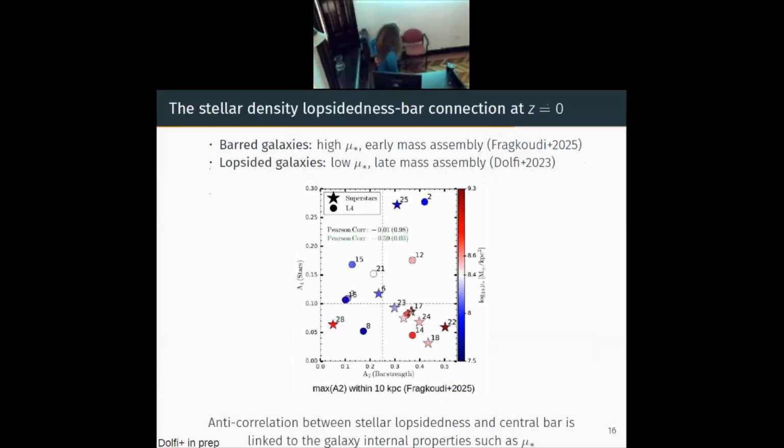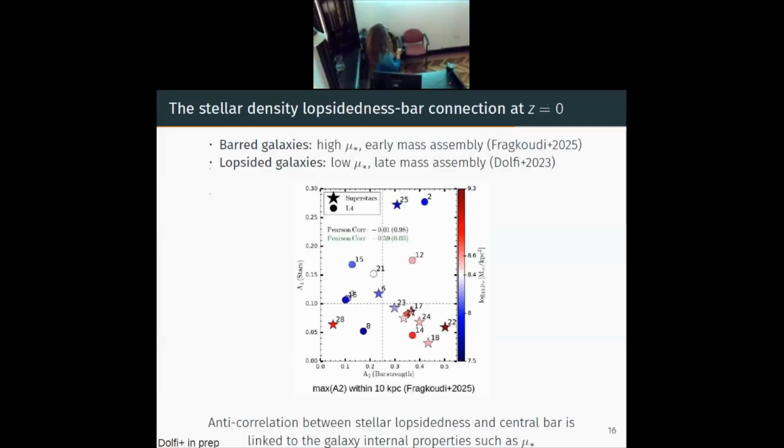Another anti-correlation that we find is when we look at the amplitude of the lopsidedness in the stellar density in the outer regions of the disk, and the bar strength in the inner regions. The bar strength in the inner region is quantified by measuring the amplitude of the m equals 2 Fourier mode within 10 kiloparsec and taking the maximum value, similar to what was done in previous work.